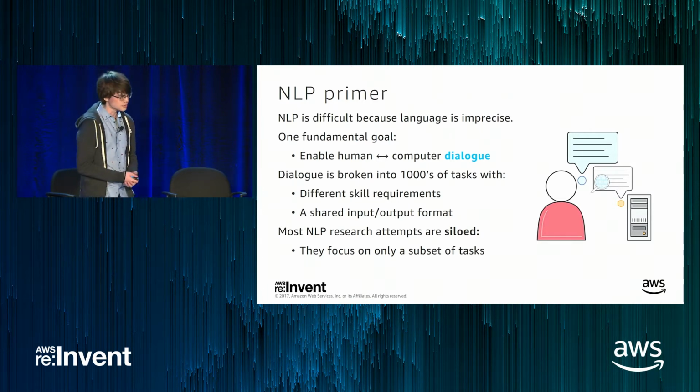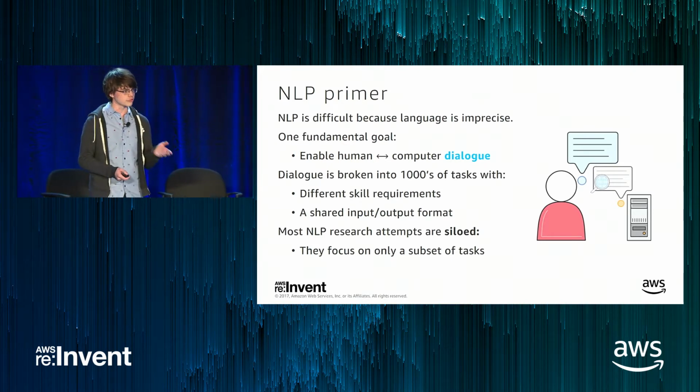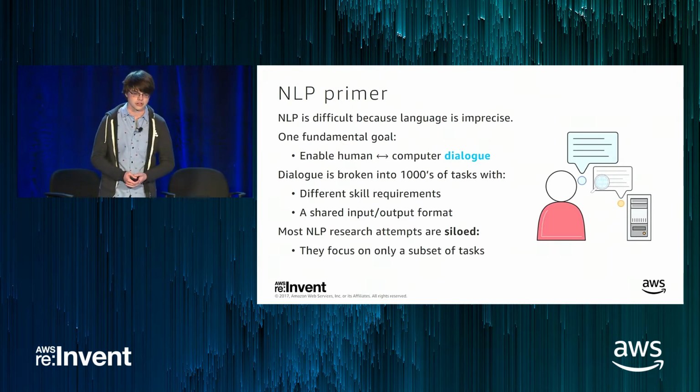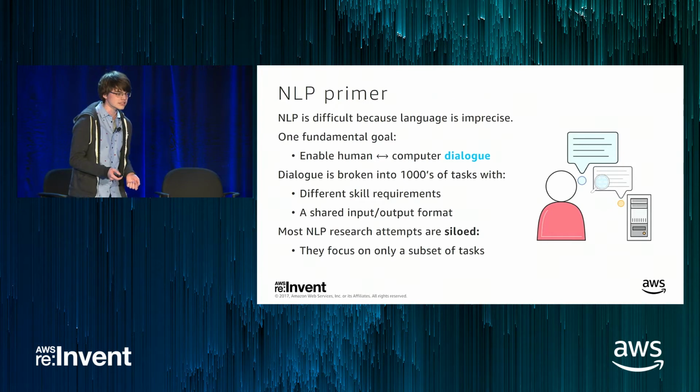Despite that, there's generally one fundamental goal, and that's enabling some clear dialogue between humans and computers. One way that you can break up the idea of these dialogues is that they're actually individual tasks, thousands of them, but they each have different skills required for them. So that might be something from having a chit-chat-based conversation to answering questions to booking a restaurant. These are all using the same format of language, but they're individual tasks.